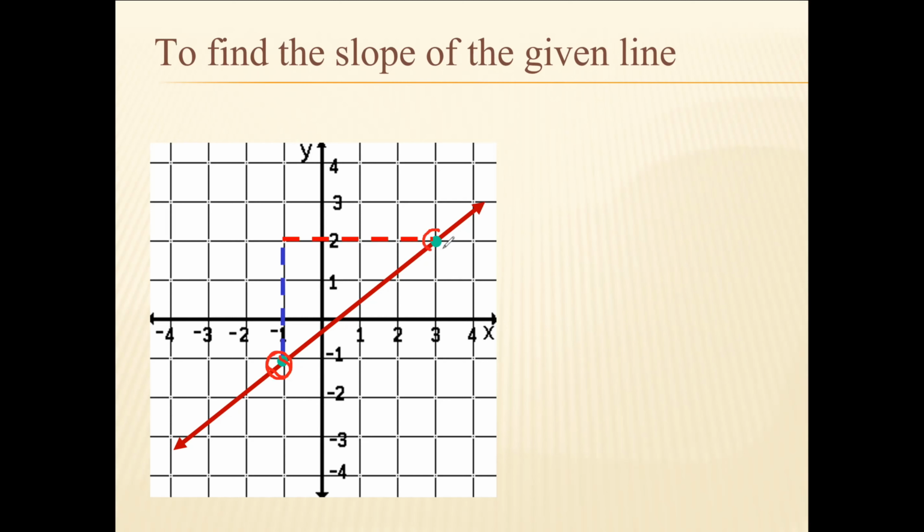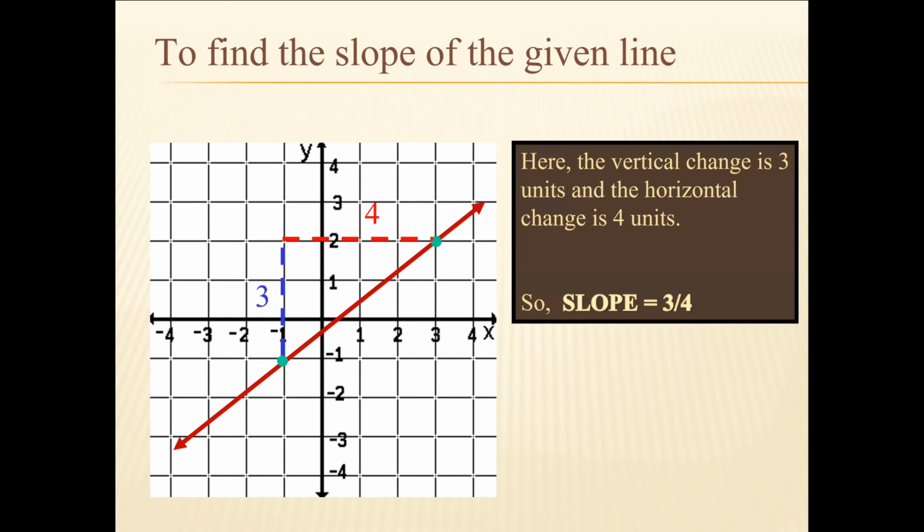And for this point it is 3. So in total, if you count horizontally 1, 2, 3 and 4, the horizontal distance is 4 and the vertical distance is 1, 2 and 3. So this way you count horizontal and vertical distance, which is 4 and 3. And then we apply the formula rise upon run. It is rising 3 units and it is running 4 units horizontally. So the slope is 3 upon 4.